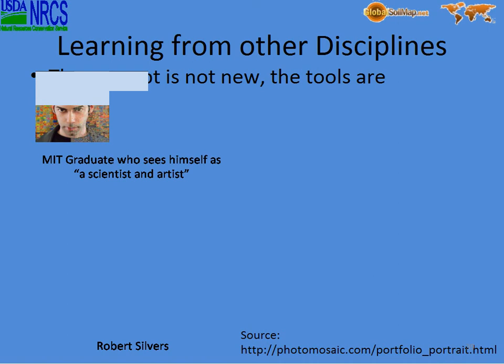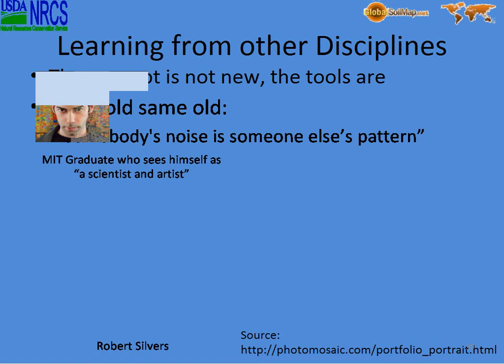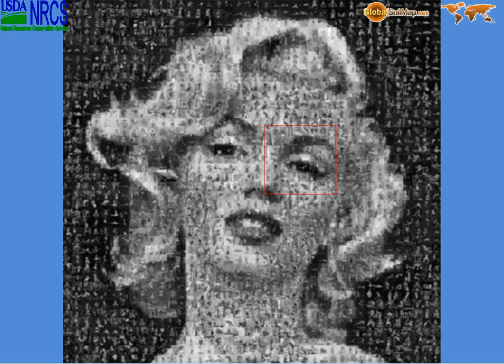In other words, this is the same old story. We have noise and patterns on both sides of this picture. But at some point, the noise becomes somebody else's pattern, but it always depends on the scale. Here's an example of a photo mosaic that Silver put together of Marilyn Monroe's portrait. It is made of many pictures that are fairly detailed, but you can see that the general features become obvious as you see all the details. We'll focus more on this little encircled red area and try to draw some parallels with the STATSGO maps.